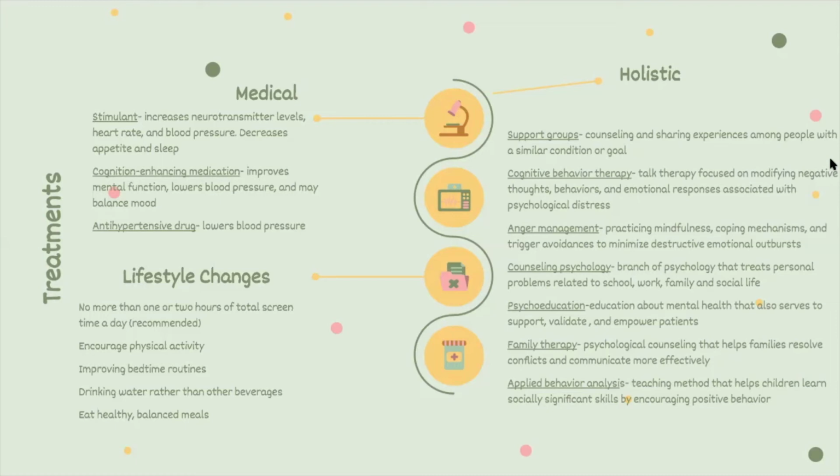There are also holistic treatments out there, which include support groups for counseling and shared experiences, cognitive behavior therapy, and anger management, and these are for helping modify negative thoughts, behaviors, coping mechanisms, and avoiding destructive emotional outbursts. And there are also other resources such as counseling, psychology, psychoeducation, family therapies, and applied behavior analysis.